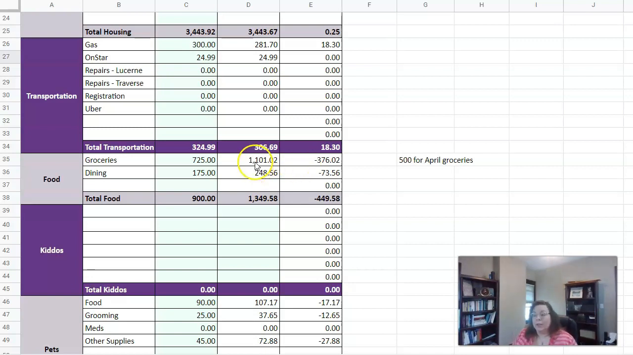So we really only spent $601 on groceries in May, which is fantastic. It's the first time in a very long time we've come in under budget, and I don't have any excuses for dining. We just ate out a lot, and so our total, again, we were over by $449, but this is still an accomplishment because we stayed under for the month.